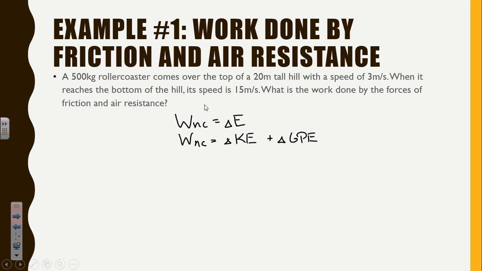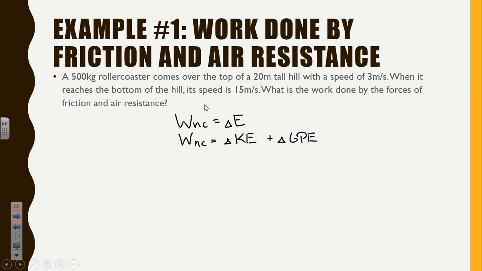So in this first example, we're going to talk about work being done by some non-conservative forces that are pretty common, like friction and air resistance. So in this case, we have a 500 kilogram roller coaster coming over the top of a 20-meter tall hill with a speed of 3 meters per second. When it reaches the bottom of the hill, its speed is 15 meters per second. What is the work done by the forces of friction and air resistance?